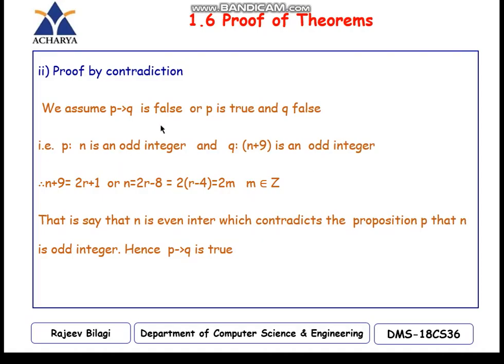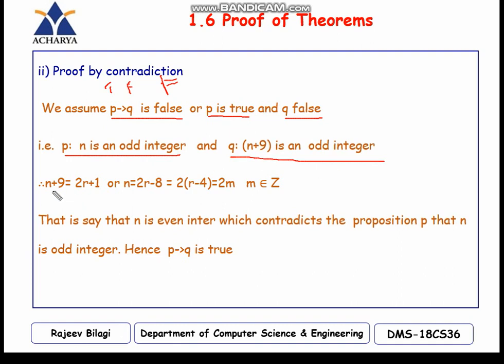Then the last one is proof by contradiction. Here we assume that P then Q is false, and ultimately we are going to prove that P then Q is true. P then Q is false means what? This is T, this is F, and only then is the resultant value F. So the notion is that P is true and Q is false. Here the statement is that n is an odd integer and n plus 9 is an odd integer.